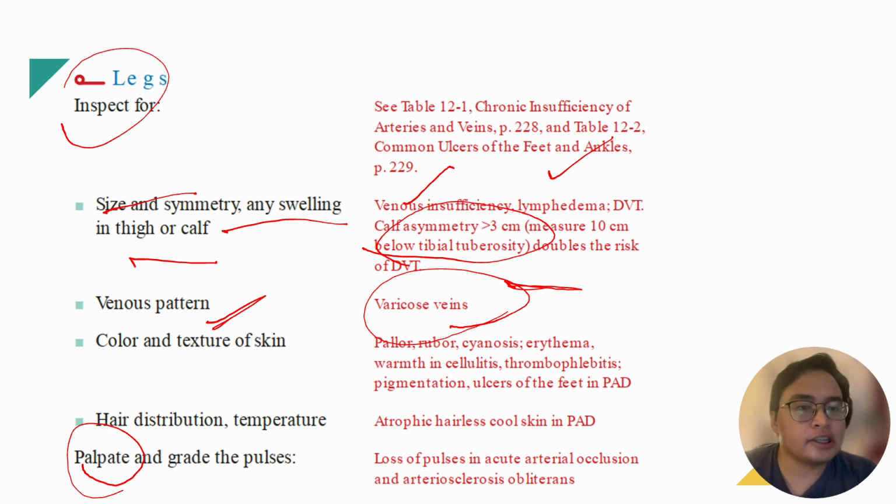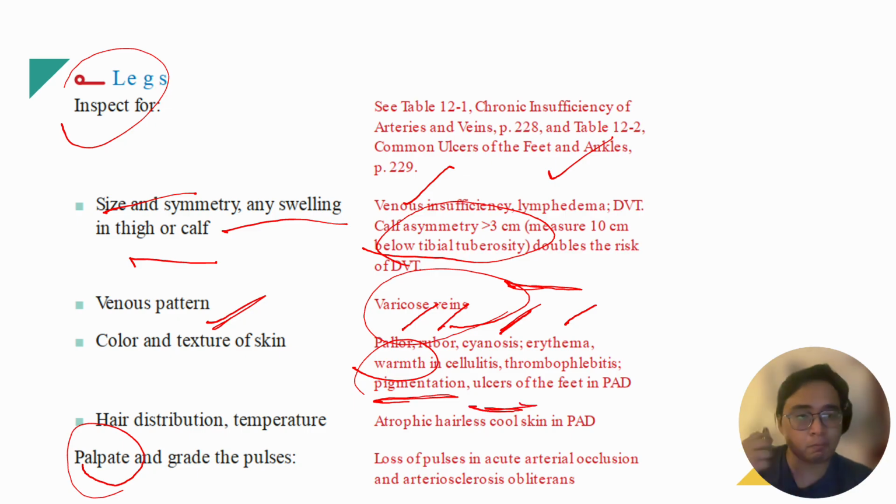Next, you look at the color and texture of the skin. Is it pale? Is it reddish, rubor, or erythema? Is it bluish or cyanotic? In some infections like cellulitis and thrombophlebitis, there may be warmth. Okay? So those with peripheral arterial disease may have pigmentation as well as non-healing wounds or ulcers of the feet. Just remember, blood supply is important for healing.